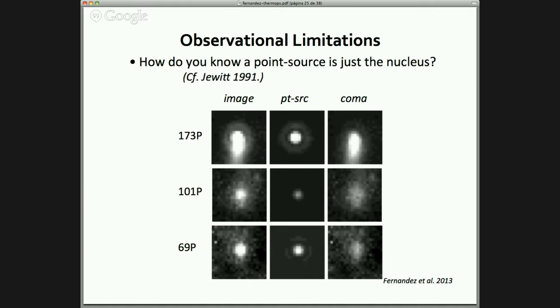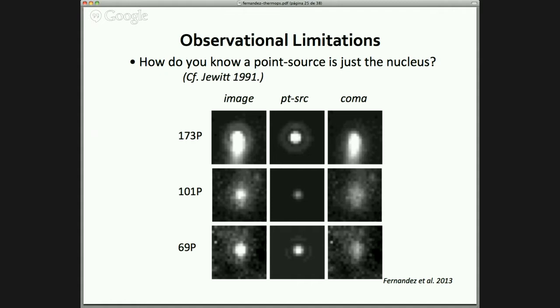So here are some examples from SEPCONs: 173P, 101P, and 69P, right? So here was the actual image, and here's the point source that we extracted, and here's the residual coma. So you take that minus that equals that, right? And they all look pretty reasonable. It's not like the point sources came out crazy or the comas look weird. But like I said, the fundamental assumption is that what you pull out as the point source here is actually identical to the nucleus.